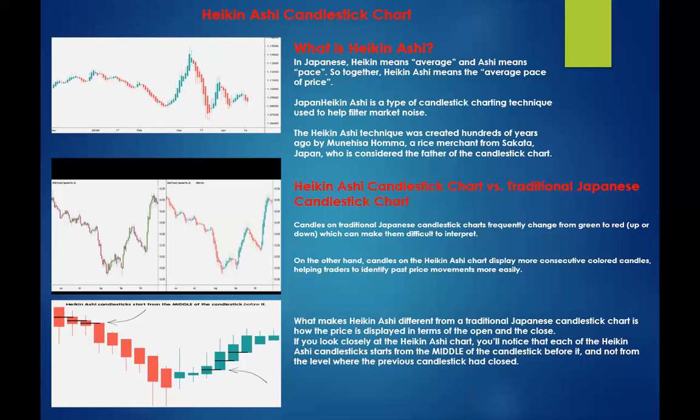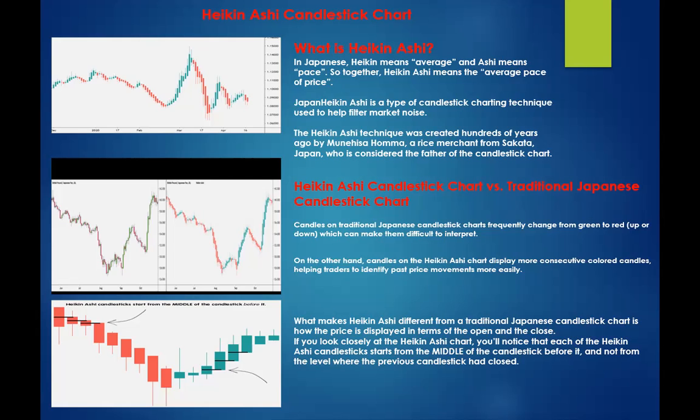Welcome back. I will be defining what Heiken Ashi is all about and how to use it accurately to trade profitably in your forex market. So what is Heiken Ashi? In Japan, Heiken means average and Ashi means pace. Together, Heiken Ashi means average pace of price.